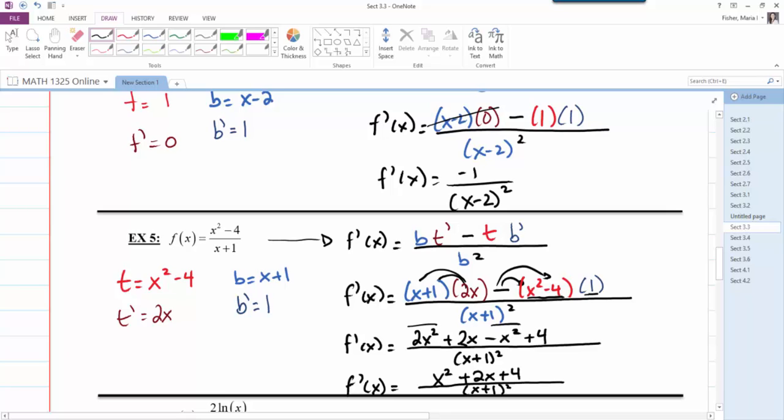So the derivative of x squared minus 4 over x plus 1 is x squared plus 2x plus 4 all over x plus 1 squared.